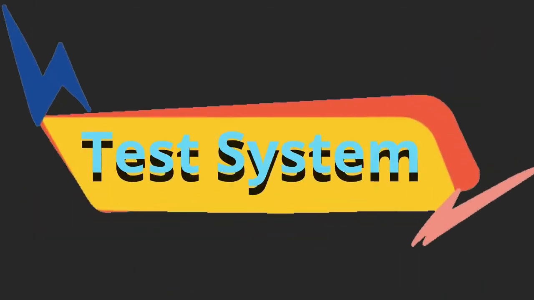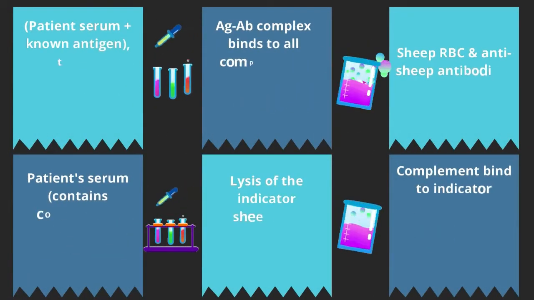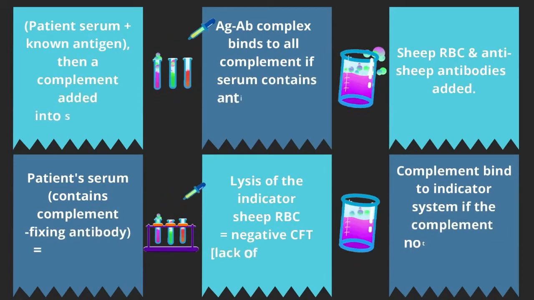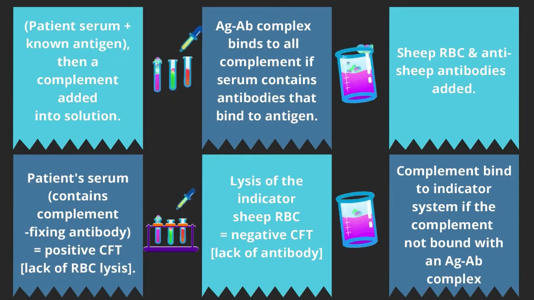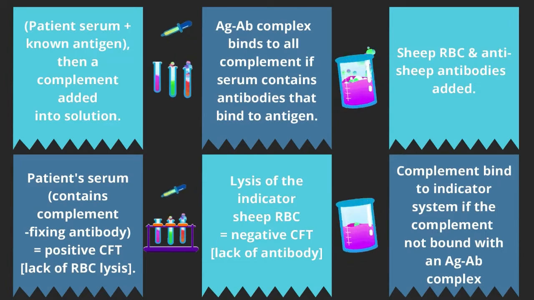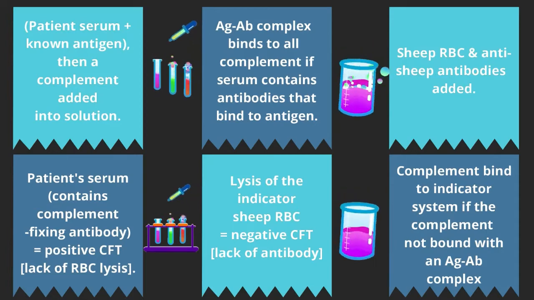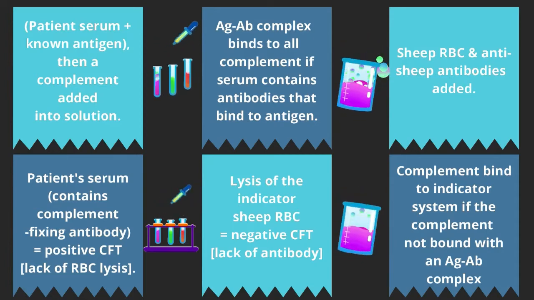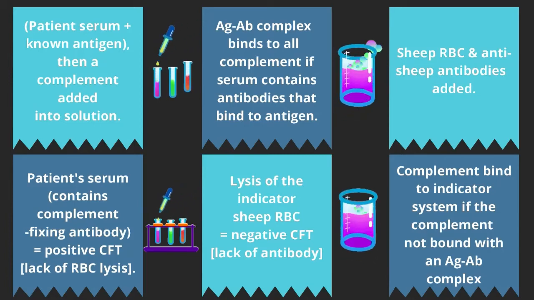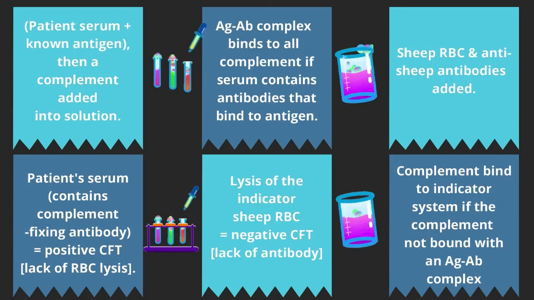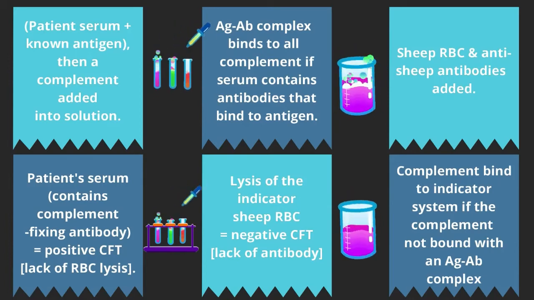Secondly, the component is the test system. Patient serum will be added to the known antigen, and complement is also added to the solution. The antigen-antibody complex will bind all of the complement if the serum contains antibody to the particular antigen. Then sheep RBC cells and the anti-sheep antibody are added. If complement is not bound by an antigen-antibody complex, it is available to bind to the indicator system of sheep cells and anti-sheep antibody. Lack of antibody in patient serum causes lysis of the indicator sheep RBC, which indicates a negative result. However, if the patient serum does contain a complement-fixing antibody, it will result in a positive complement fixation test.